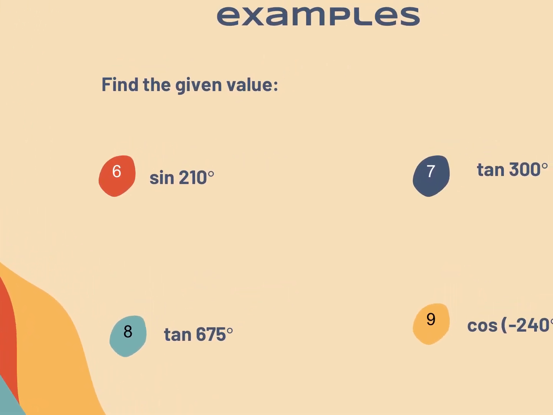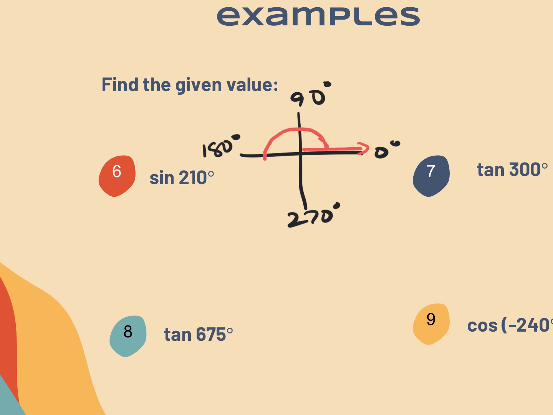So if I go ahead and make my X and Y axis here, and remember there's 0, 90, 180, 270. These are all my quadrant angles. So when I go to graph a 210 degree angle, I'm gonna start here. So this is my initial side. I go 90, 180, and then I have to go 30 more degrees.